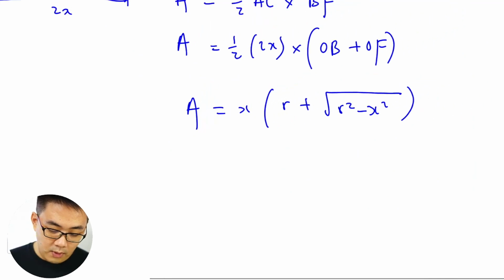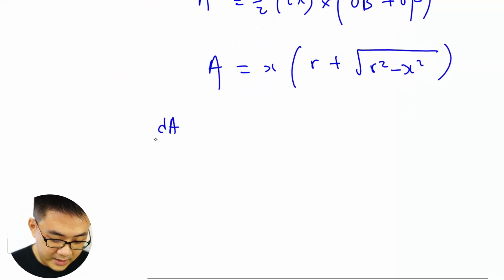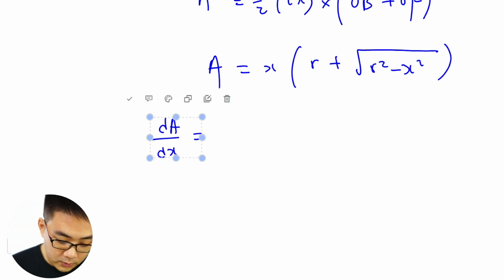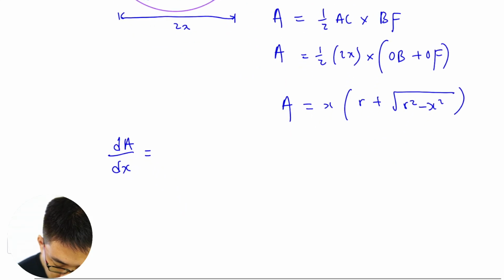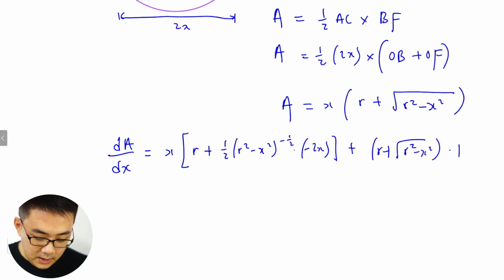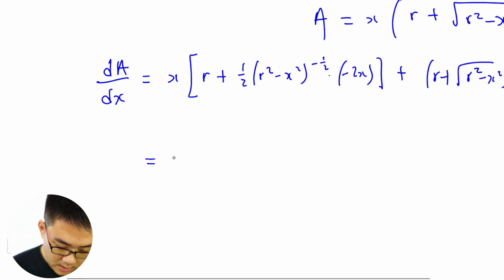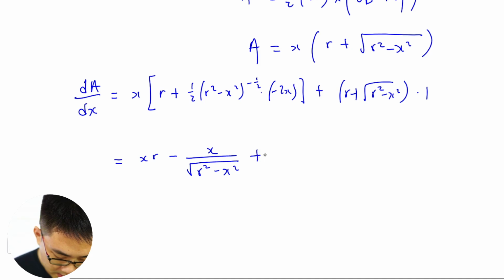Okay, so what we're going to do here is I'm going to just take note, R is a constant. So when you differentiate this, dA/dx, we're going to use the product rule. Half, keep the one on the left, which is x, times the derivative of R plus the square root of R squared minus x squared, plus the one on the left differentiated. Okay, so key this in, and what we're going to get is actually XR minus the square root of R squared minus X squared plus R.